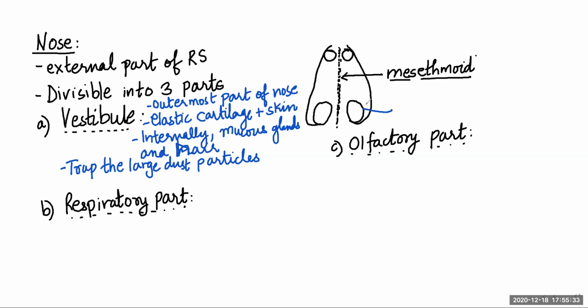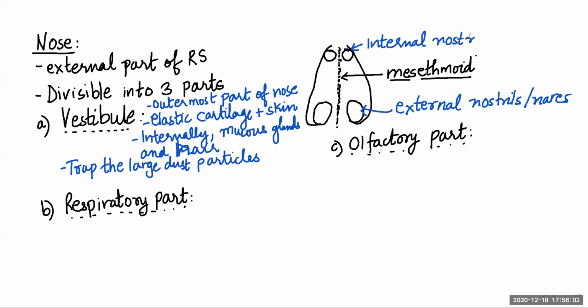The opening of the vestibule is called the external nostrils. The external nostrils are also known as nares. Yes, these are the internal nostrils, which are present near the olfactory part. Internal nostrils or internal nares.